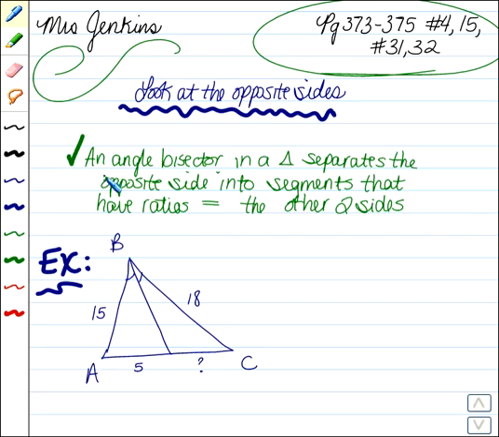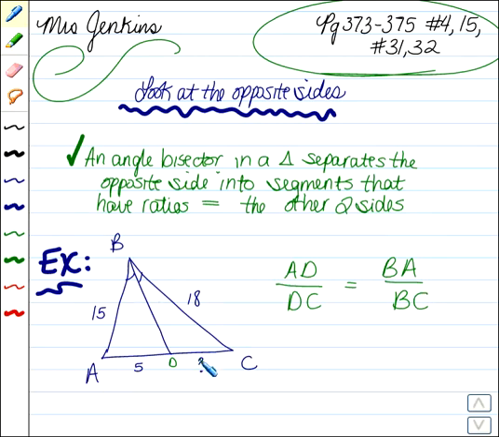Our theorem states that an angle bisector in a triangle, like BD here, is going to separate the opposite side, AC, into two segments, and the lengths of these two segments will be a ratio that's equal to the other two sides. So in other words, in our example here, we can say that the length of AD is to DC as BA is to BC. So their ratios are going to be equal.